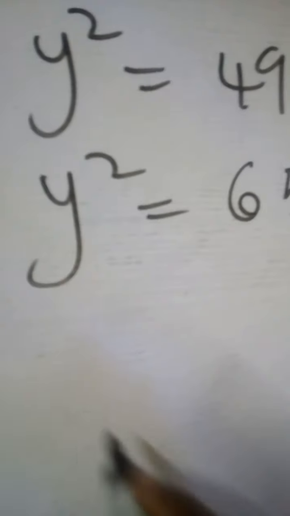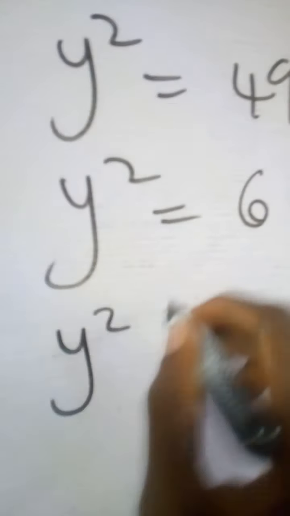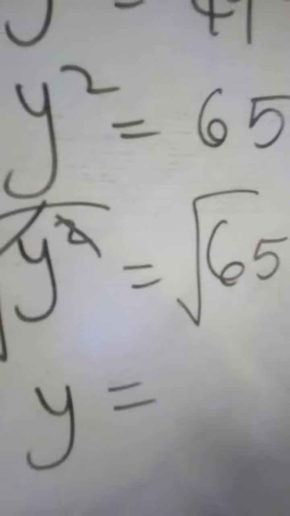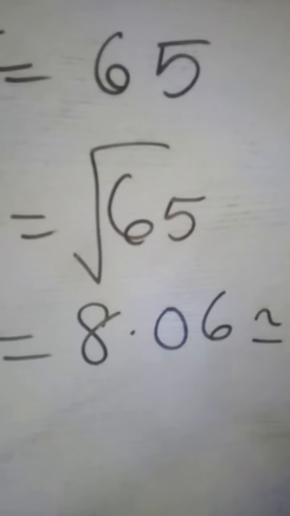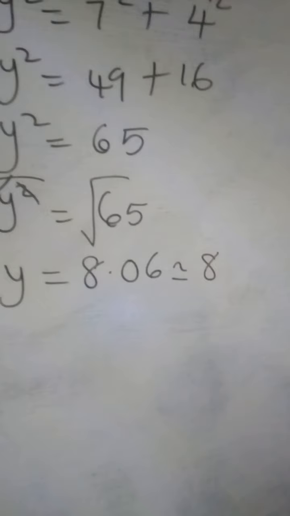So y square equals 49, 7 times 7, plus 16, 4 times 4. That means y square equals 49 plus 16, which is 65. Then we find the square root. So y square into square root equals 65 into square root. Of course, this is not a perfect square, so we'll have to use a device to get the square root of it, and that is 8.06. So approximately we say the third side is 8.